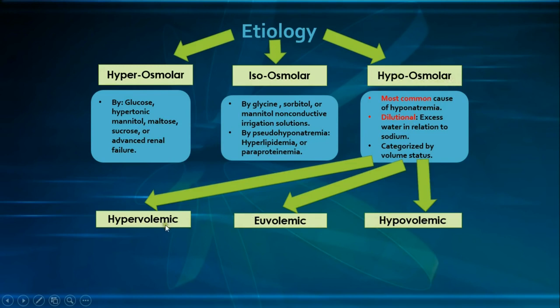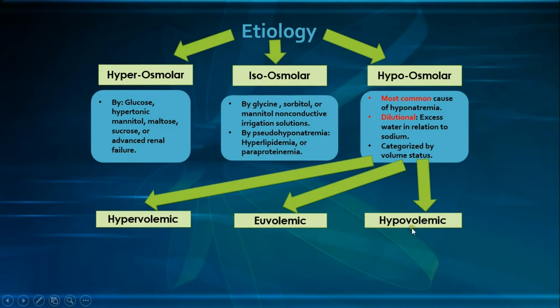Now, what happens in hypervolemic hyponatremia is that you have an increase in both the total body sodium and the total body water, but the increase in total body water is more in relation to the increase in total body sodium, and therefore you have a dilutional hyponatremia. What happens in euvolemic is that your total body sodium is actually normal, but you have an increase in the total body water, and therefore a dilutional hyponatremia.